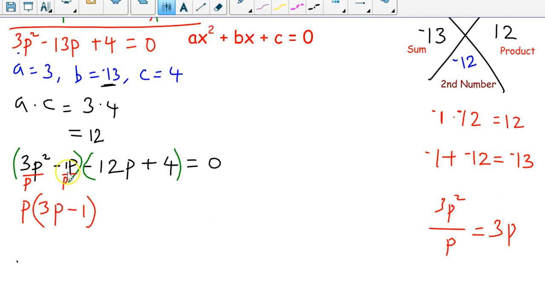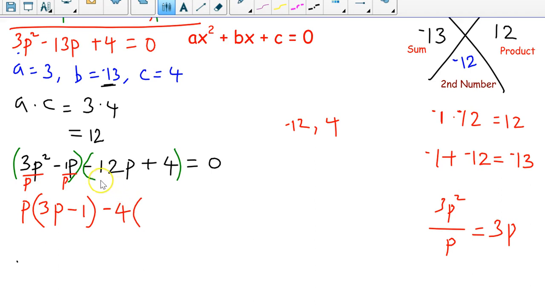This first and second term put together gave you this 3 times 3p minus 1. Verify. P times 3p, 3p square, and p times 1, that's p. That's fine. Now this third and fourth term, what is the common factor between these two? Between negative 12 and 4, the greatest common factor is nothing but 4. So I'll write down 4 with a minus sign.